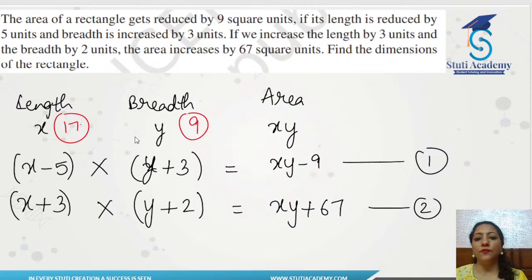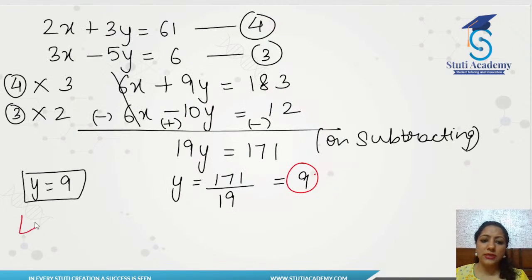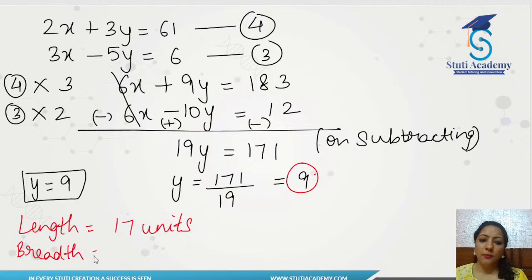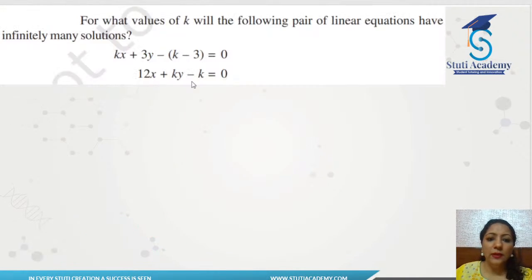Square units we use for the areas. So we can write the concluding statement. Length equal to 17 units, and then we get breadth here as 9 units. I hope students this question is clear to you. Now let us discuss the next one.